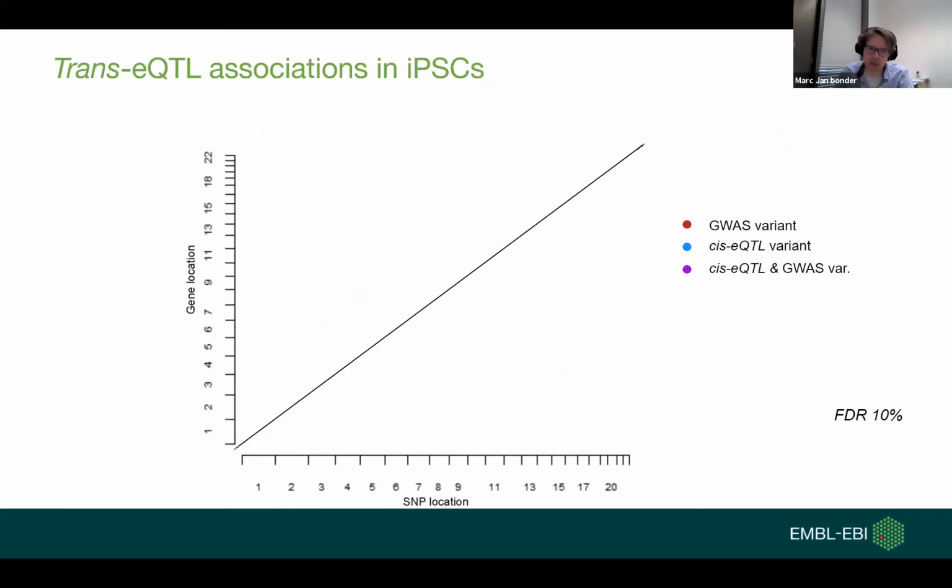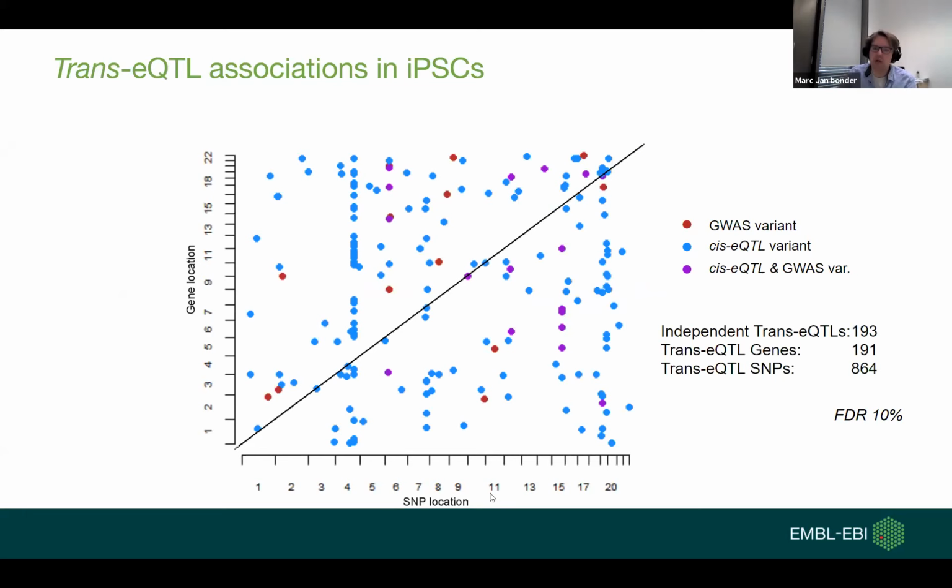So we also looked at trans associations. So here will be an overview of the trans eQTLs we find. Here we have the genic loci on the y-axis and a SNP locus on the x-axis. And we find over 193 unique independent trans eQTLs. There's a lot of variants which are linked to different eQTLs, over 800, but we only find 191 unique genes. We could replicate our findings using DNA methylation data and left out expression data.